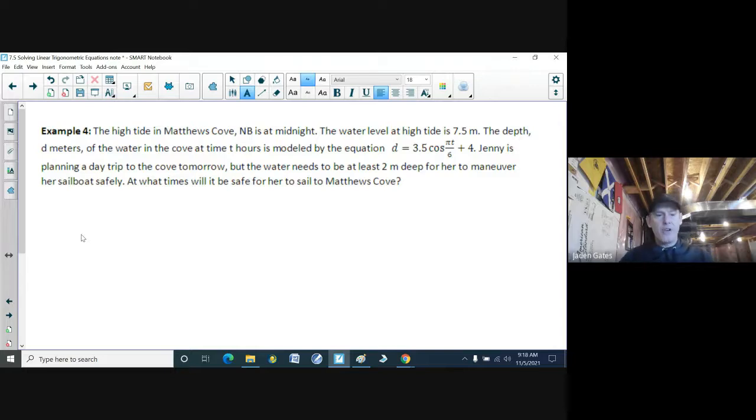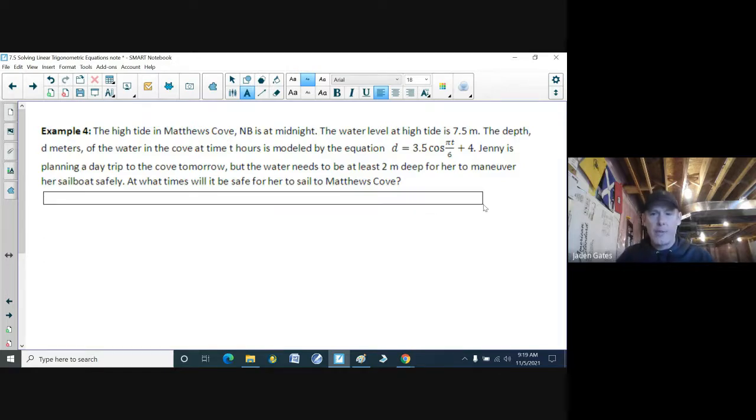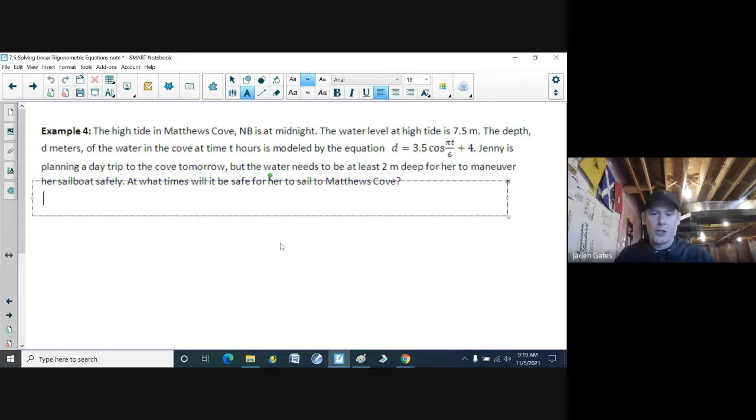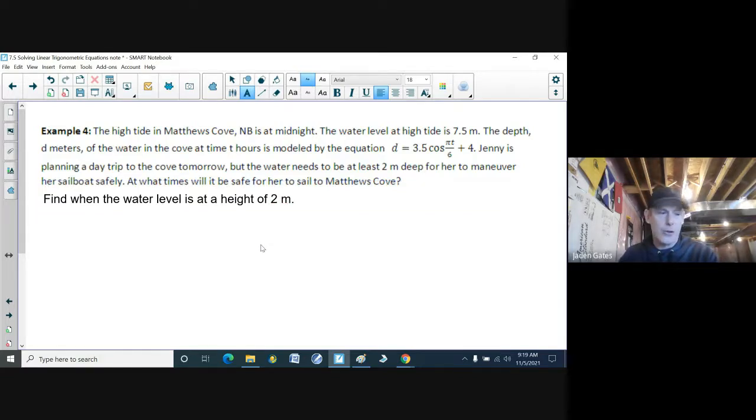Now, we have not done a lot of graphing. We've done no graphing with trig. So this question I'm going to change because we don't have the ability to solve this particular question. And I'm going to change this question to find when the water level is at a height of 2 meters. That's what I'm changing the question to because we haven't looked at intervals for trig functions. We won't have time to do that.